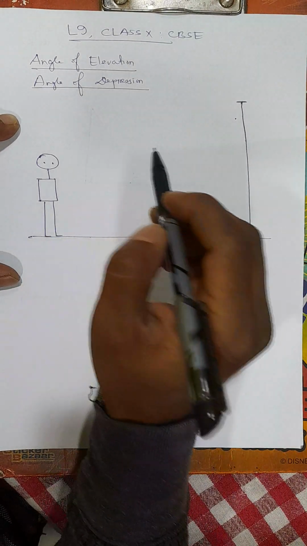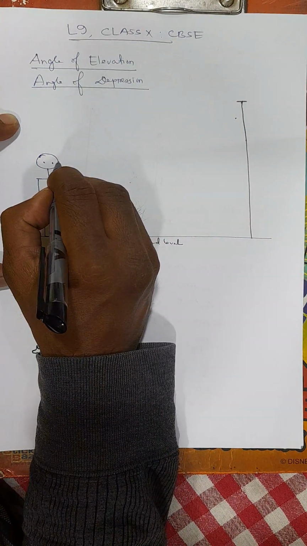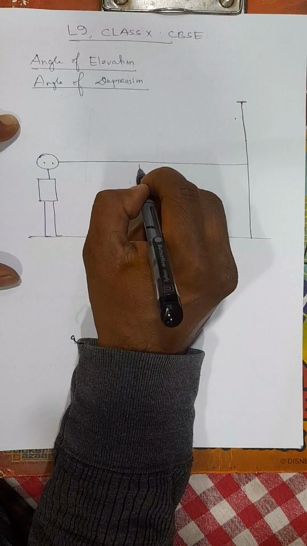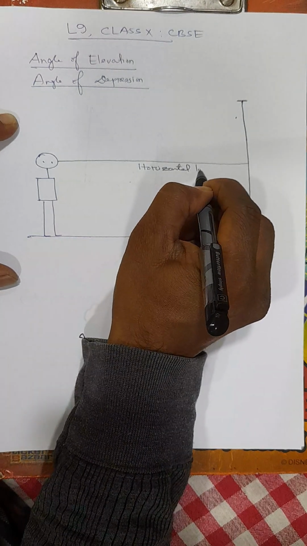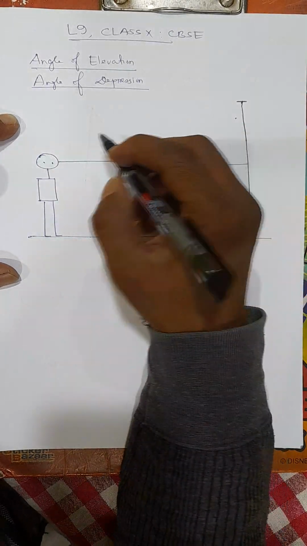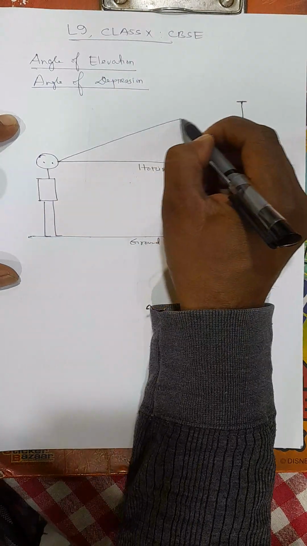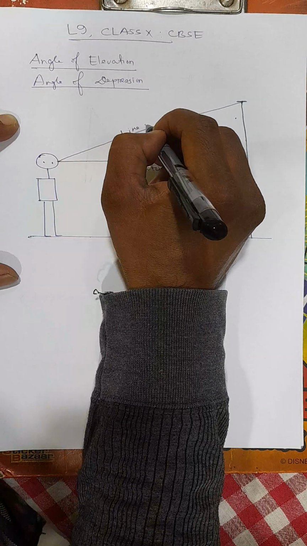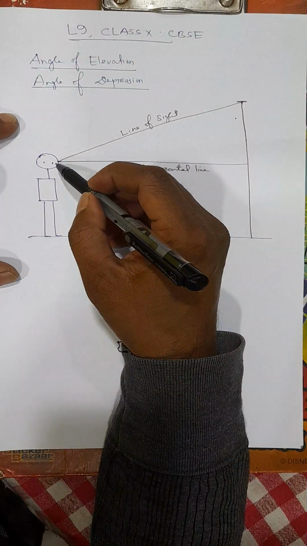Now let us draw a line parallel to this ground level from your eyes to the tower. So this is the horizontal line. Now let us join the top of the tower with your eyes, right? This we call a line of sight. It means you are observing the top of the tower from here.